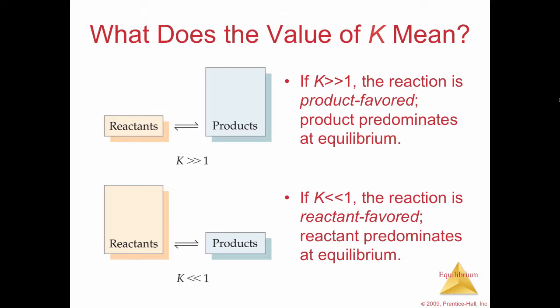We can think about this in terms of writing the expression for the equilibrium constant as products over reactants. If we have products over reactants and that quotient is greater than 1, then we know the numerator has to be greater than the denominator. Likewise, if the quotient products over reactants is less than 1, then we know that the reactant or the denominator must be the greater value.